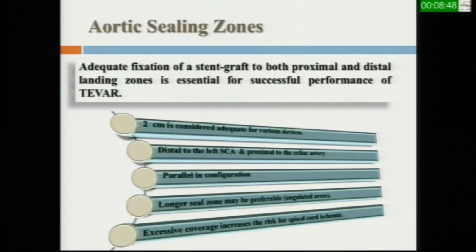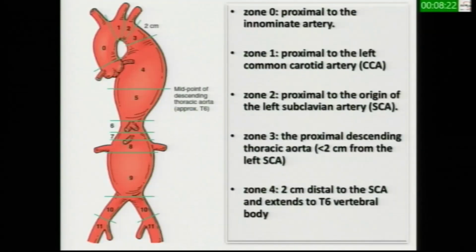In order to be able to do an endovascular repair, you have to have good landing zones, both proximally and distally. 2 centimeters is sufficient in most of the devices available in the market. It should be parallel in configuration and distal to the left subclavian artery and proximal to the celiac trunk, but taking into consideration that excessive coverage might lead to paraplegia.